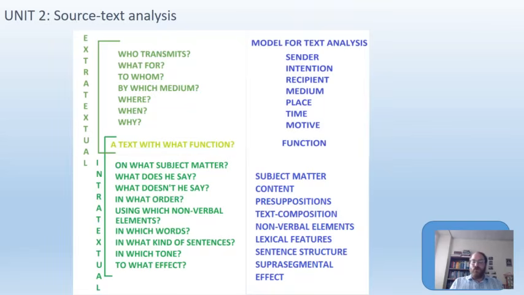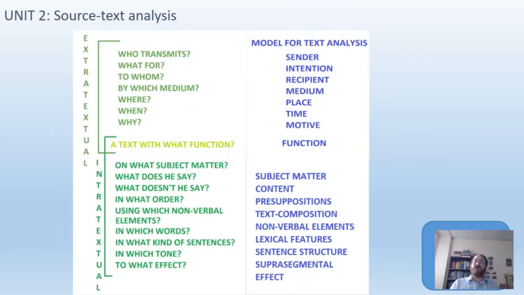The setting, where will the text be published or received? Are the audience experts, educated laymen, completely uninformed? These are all issues that will come into play.